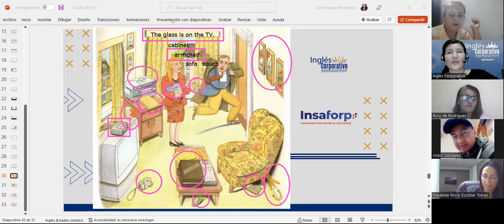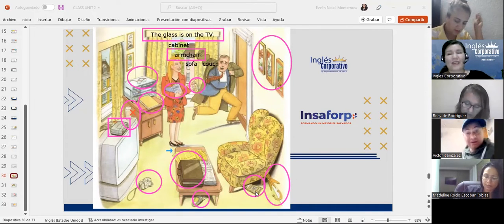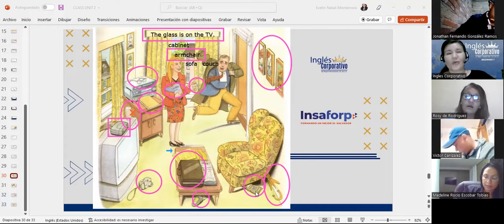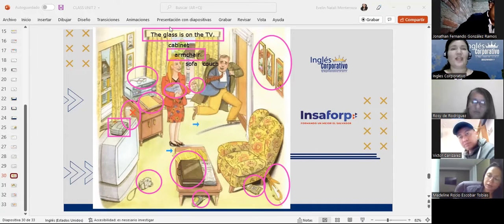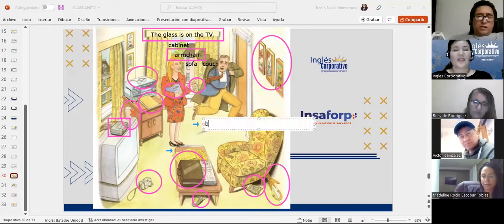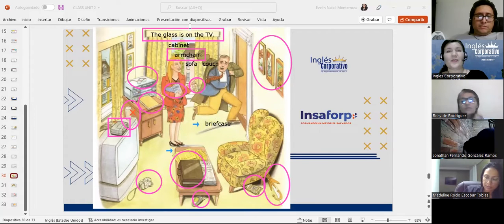This little one. Umbrella. The wallet. The wallet is under. Under. Debajo. Abajo o debajo. Okay, how do you say maletín? It's briefcase. I am going to write it here. The pictures. Television. Briefcase is maletín.